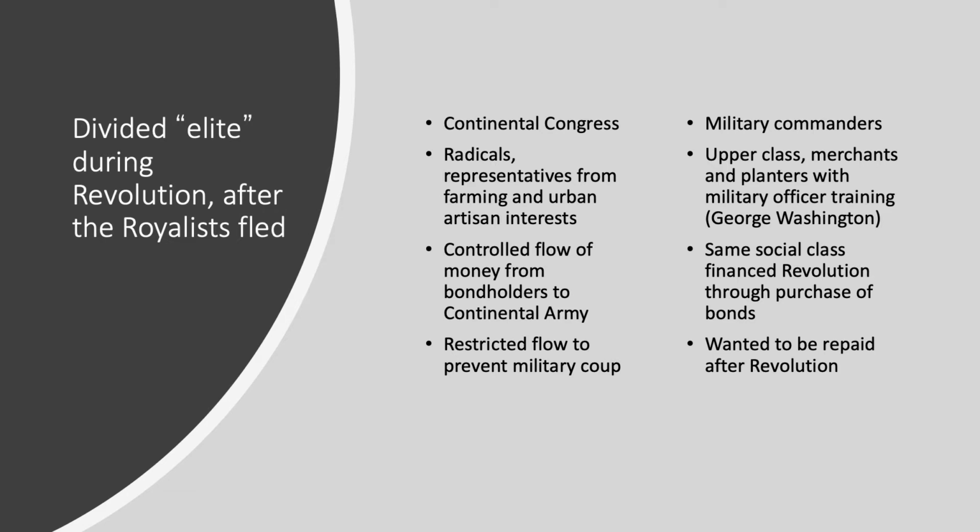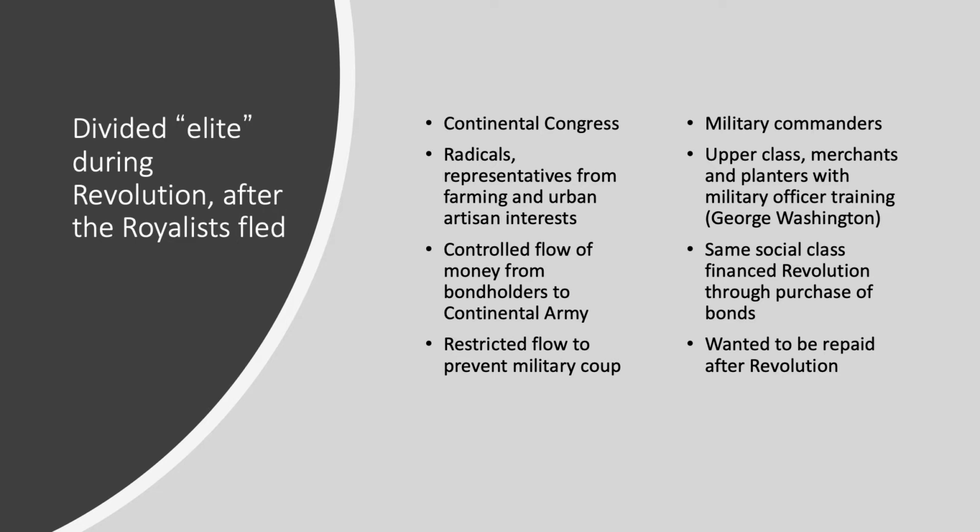And they entrenched themselves in the Continental Congress. That's the governing body of the colonies during the Revolutionary War. They controlled the flow of money to the Continental Army. And they were concerned about giving too much to the generals because they did not want a military coup. Who were the military commanders they were afraid of? Upper-class merchants and planters were the only ones who had any military officer training, George Washington being first and foremost among them. And these wealthy people were the ones who really financed the revolution through bonds.